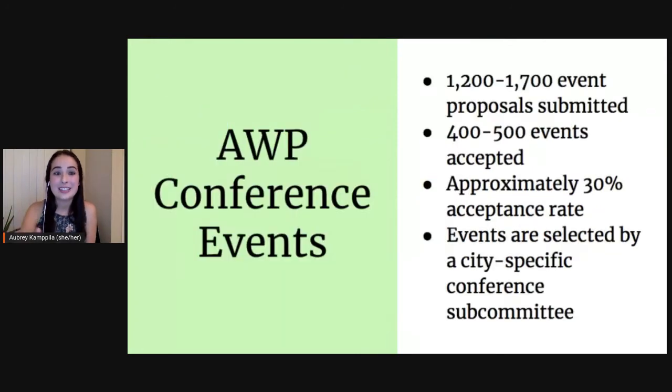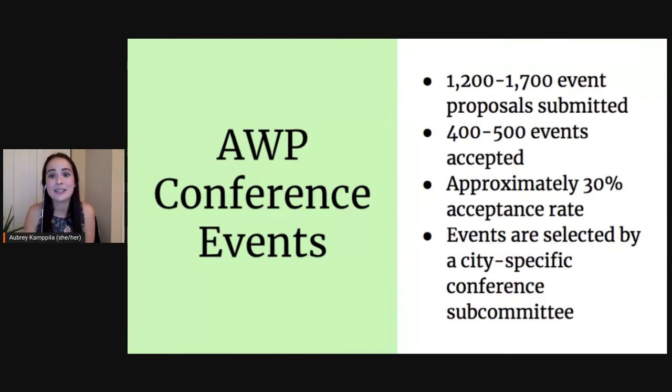So moving on to some more general information about AWP conference events. Every year, we accept between 1,200 and 1,700 event proposals from potential presenters. Of all of those proposals, we're able to accept between 400 and 500 events for the upcoming conference, which works out to be approximately a 30% acceptance rate. That number year to year is dependent on the convention center where the conference will be held and the amount of space that's available for events in the convention center.